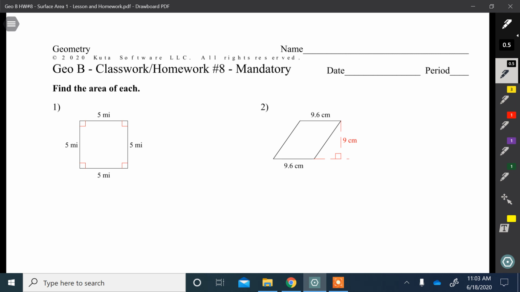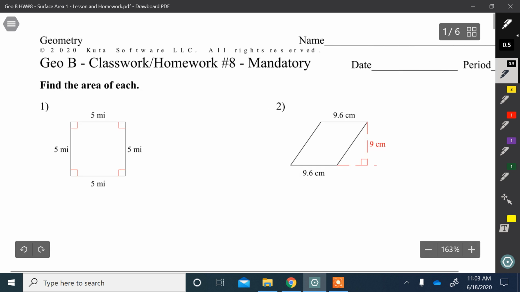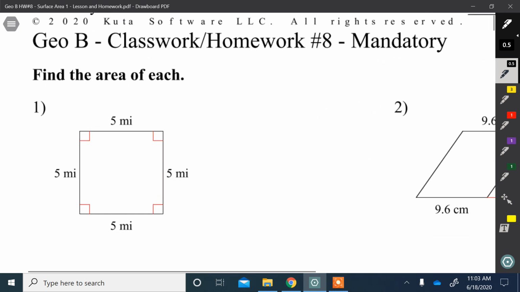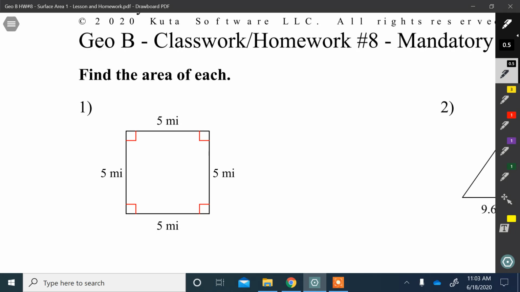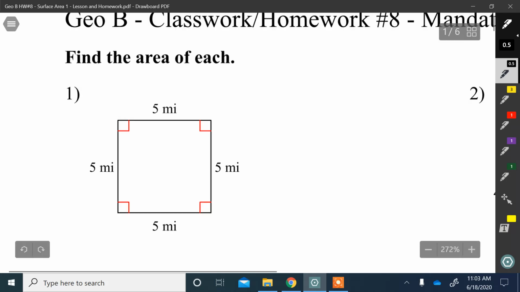Alright guys, so let's go ahead and move on with this video here. We have another day where we're going to be doing area, but today we're actually going to be doing surface area, which in a way is a difficult lesson to understand, so we have to pay close attention and see if you can pay close attention to what I'm doing.